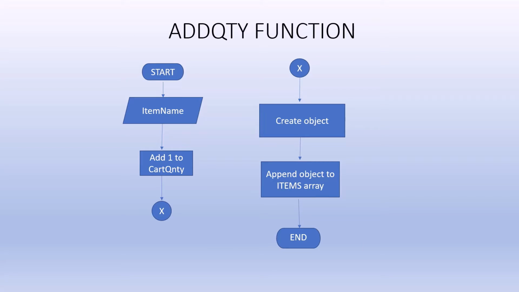Let's look at the current logic. We have item name that comes in as a parameter to our add quantity function. We then increment the user's cart quantity by 1. We then proceed to create an object and append that object to the items array. So I hope you've understood now what an object is and why we're using objects here, as well as why we need to use an array and what an array is. Right, so as I said, we append the object to items array and our function ends there.